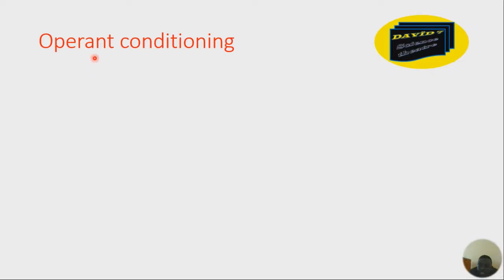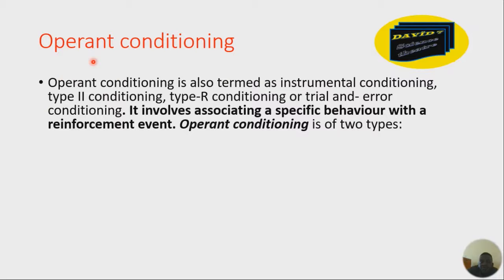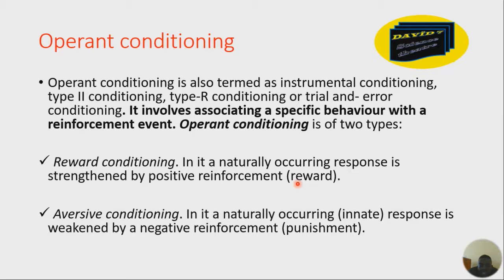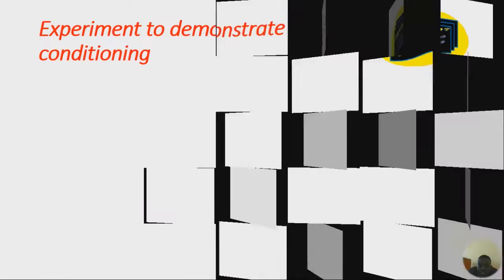So operant conditioning, let's talk about that. This is also termed as instrumental conditioning, type 2 conditioning, type R conditioning, or trial and error conditioning, and it involves associating a specific behavior with a reinforcement event. And operant conditioning is of two types. One can be of a reward. In it, a naturally occurring response is strengthened by positive reinforcement, which we call a reward. Or it can be aversive conditioning. Naturally occurring response is weakened by a negative reinforcement, call it a punishment. So those are the two forms of operant conditioning.